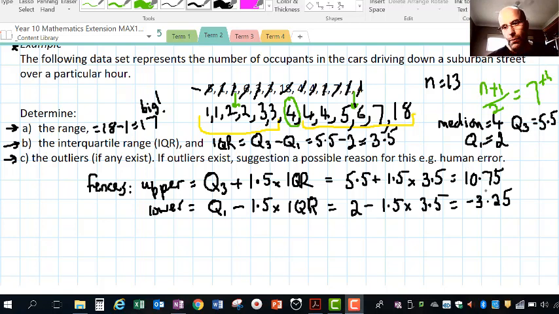Now, what that negative means is that that's not going to be a possible value for this because we have discrete data here that is only going to be positive, because we have the number of occupants. So the nature of the data, there's no way it's going to have negative. So we can tell straight away that the lower fence is going to be lower than all the data. Let's mark it in anyway.